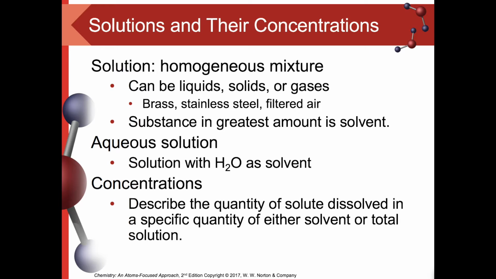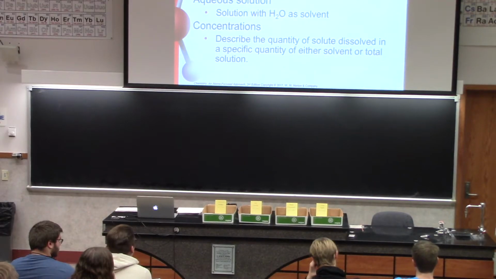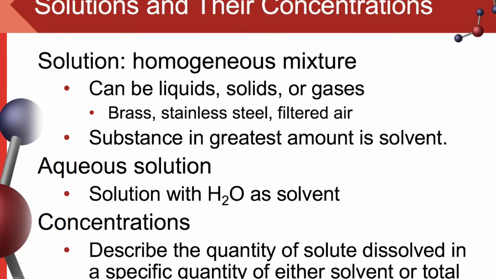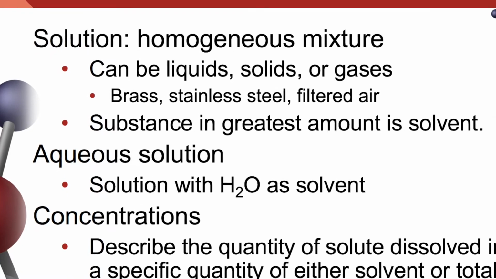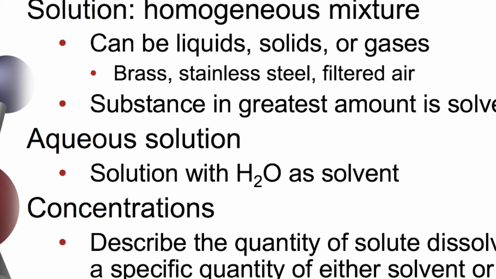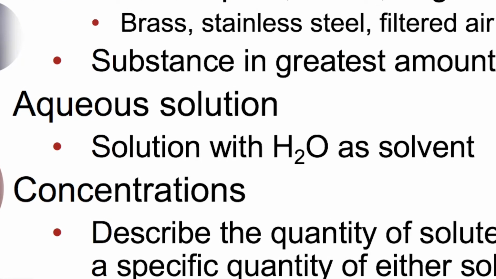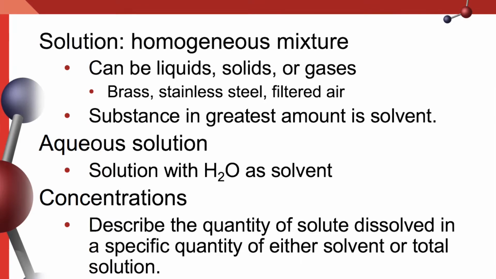Stainless steel, we have iron and carbon, maybe a little bit of chromium mixed in there, and filtered air. So air, if we don't think of little particles floating around like asbestos, it should be homogeneous, a mixture of nitrogen, oxygen, maybe a little bit of argon. Now an aqueous solution, typically this is water. Water is the solvent. And so that's where we get the aqueous from, and that's primarily what we will be using in general chemistry, aqueous solutions, things dissolved in water. And then we have concentrations, just how much stuff is dissolved in water.